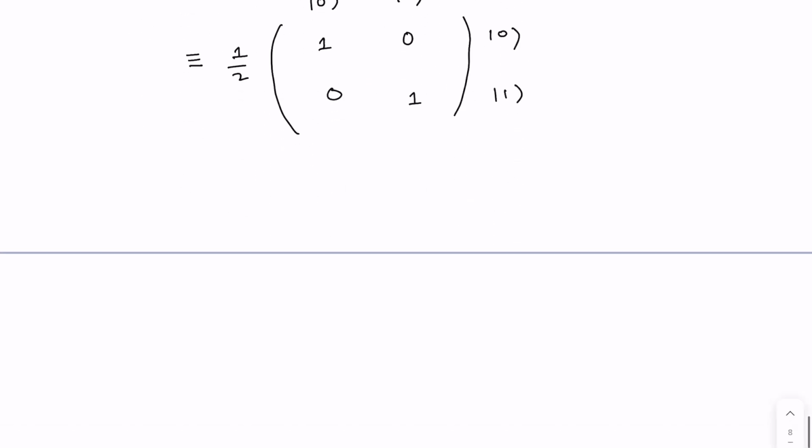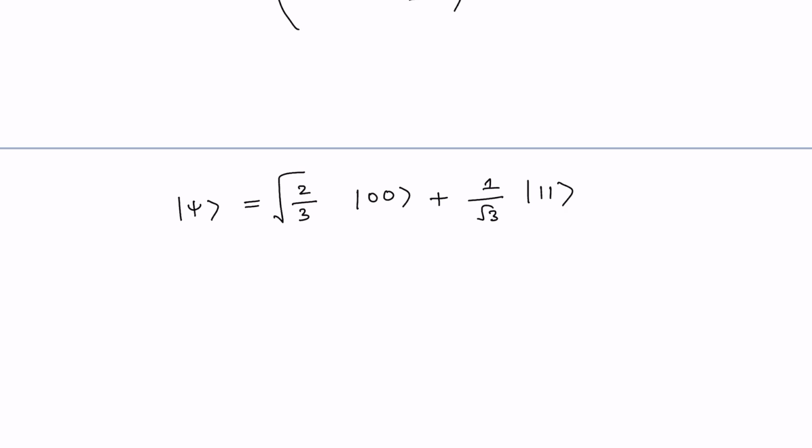To clarify this further, let me consider another example. This time let me consider a composite system given by this state vector: ket psi is equal to square root of 2/3 ket 00 plus 1 by root 3. It should be root 3, because only then will the whole system be normalized. 1 by root 3 ket 11.